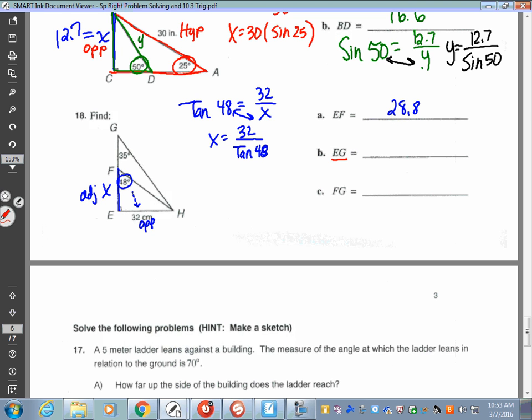All right, EG. I'm going to make that my Y. You gotta get that opposite. Opposite and adjacent, right? So the tangent of 35 equals 32 over Y. Opposite over adjacent. Yeah, EG is my whole side. I'm using the whole triangle. And then, do you know how to figure out FG? Subtract, right? You just subtract, yes. Okay, you just subtract.